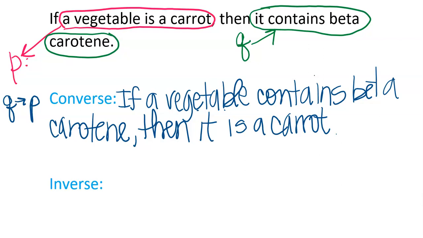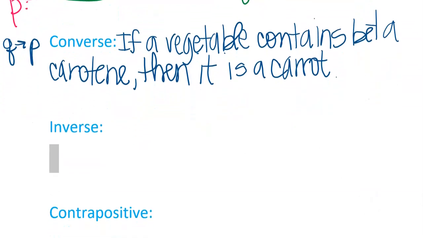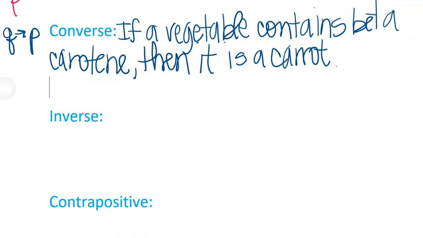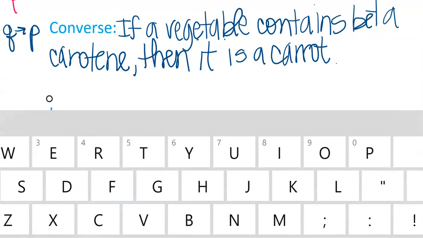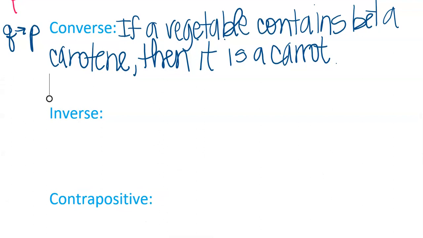Now, do you think carrots are the only vegetables with beta carotene in them? Probably not. There's probably more. So I would say if I was guessing, the original one might be true. The converse is probably false because you can probably find some other vegetable that is high in beta carotene that isn't a carrot. What do you do for inverse again? And is it PQ or QP? PQ, not P arrow, not Q.